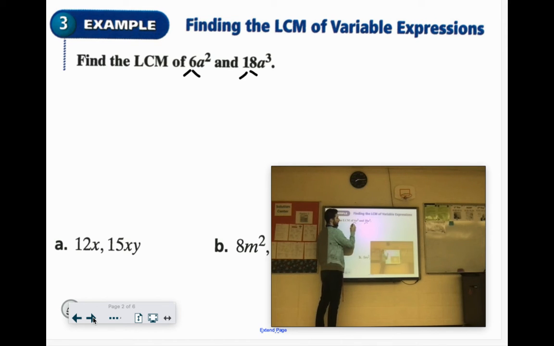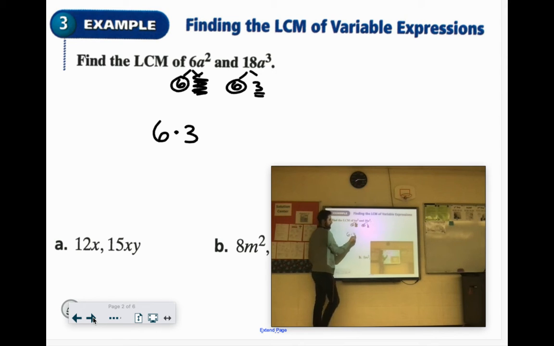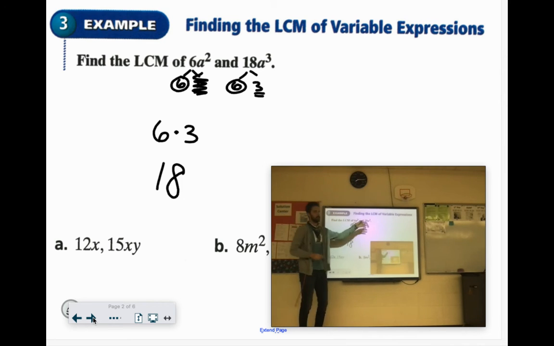I know that they have 6 in common, so this is 6 times 1, this is 6 times 3. They have a 6, bring it down. Now we have 1 and 3. I mean, we can ignore the 1 essentially. So then we just have to bring down our 3. 6 times 3 is 18, which makes sense because 6 goes into 18.